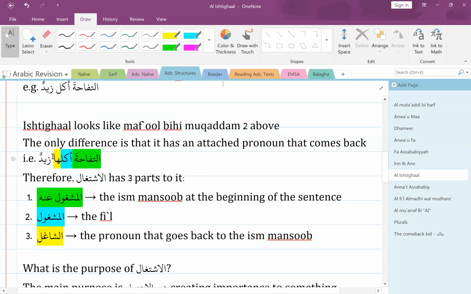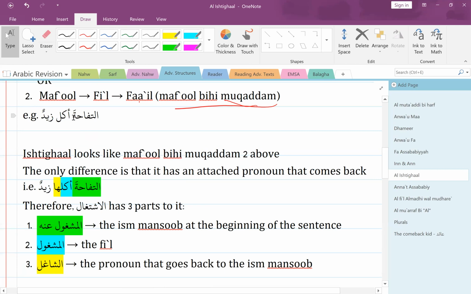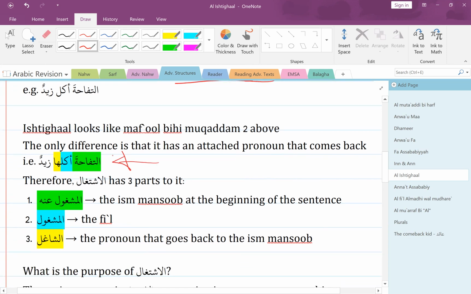So let's look at this example of اشتغال. We have التفاحة, just like above, but instead of أكل زيد, we have أكلها. So you see there's a pronoun, أكلها زيد. And now this simple difference makes it اشتغال. I hope that's clear.